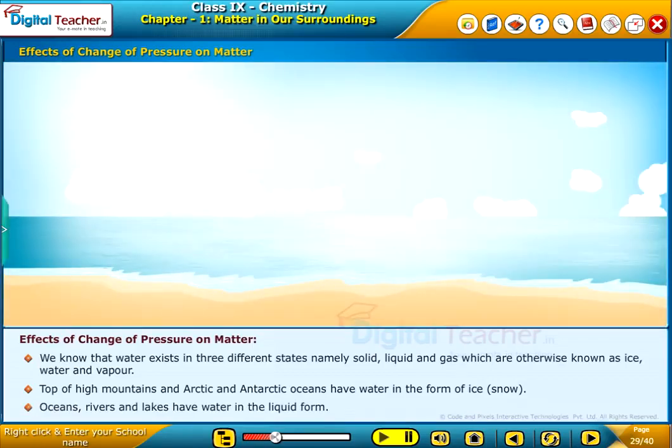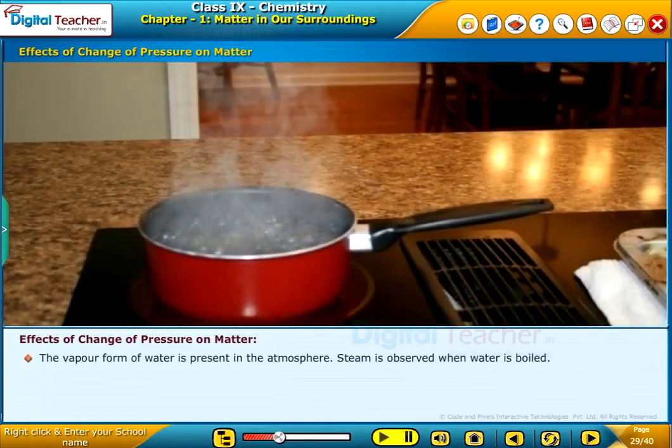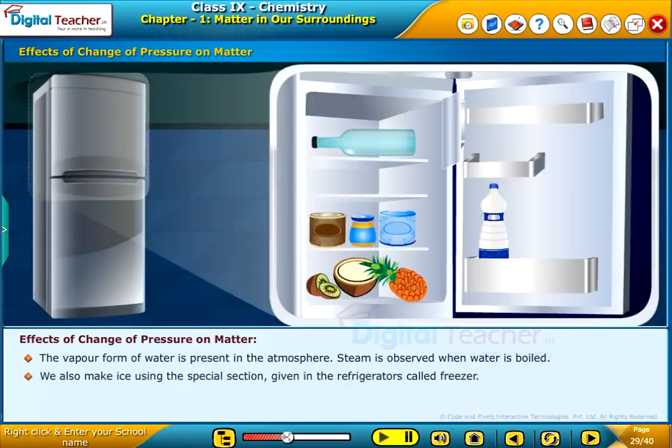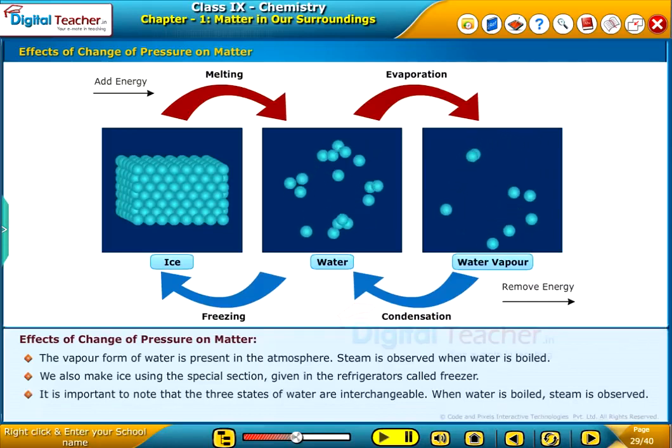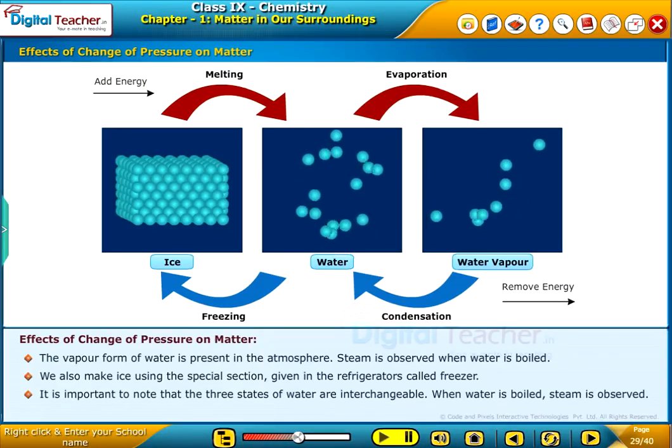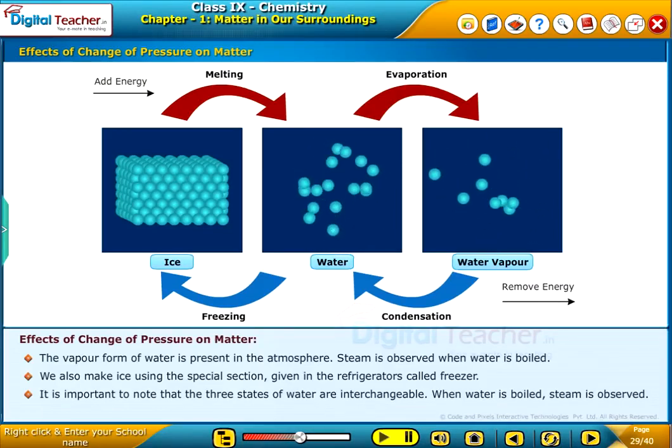Oceans, rivers and lakes have water in the liquid form. The vapor form of water is present in the atmosphere. Steam is observed when water is boiled. We also make ice using the special section given in the refrigerators called freezer. It is important to note that the 3 states of water are interchangeable.